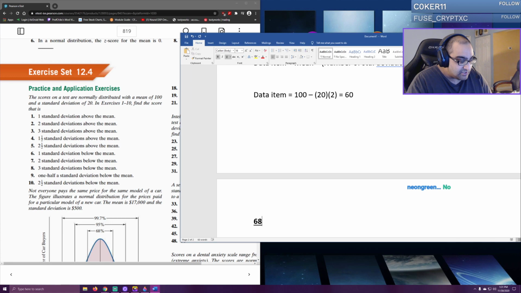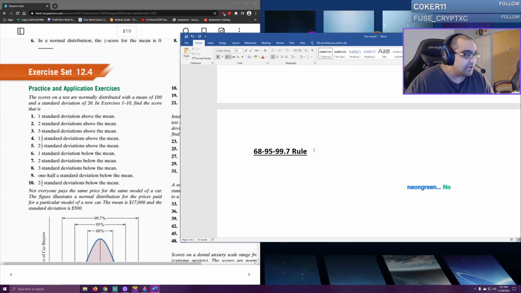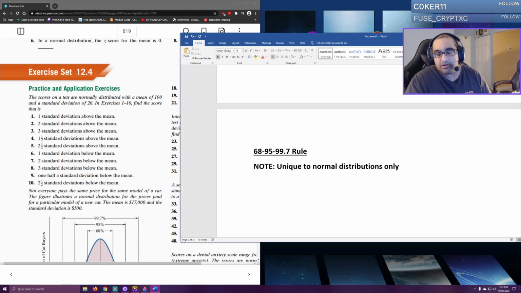And that's going to be the 68, 95, 99.7 rule. Note this is unique to normal distributions only. There are lots of different types of probability distributions, but this is very unique to normal distributions only, so only based on the bell curve.